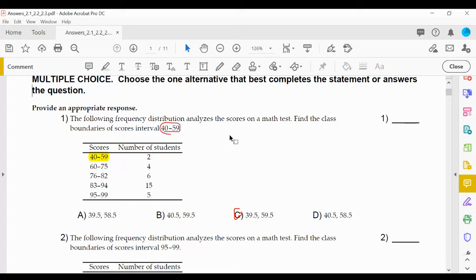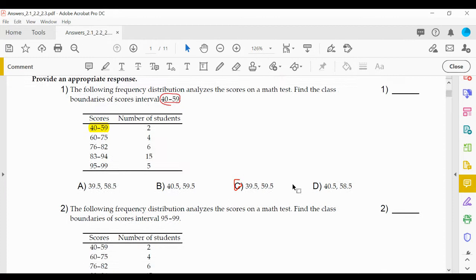Class boundaries are used to take a regular bar graph and get rid of the space between the bars. This is accomplished by taking the lower class limit, in this case 40, subtracting 0.5, and taking the upper class limit 59 and adding 0.5. Notice he's not looking for all of them. He just wants the class boundaries for the specific class between 40 and 59. So subtracting 0.5 from 40 gives 39.5, and adding 0.5 to 59 gives 59.5. Subtract from the lower, add to the upper.